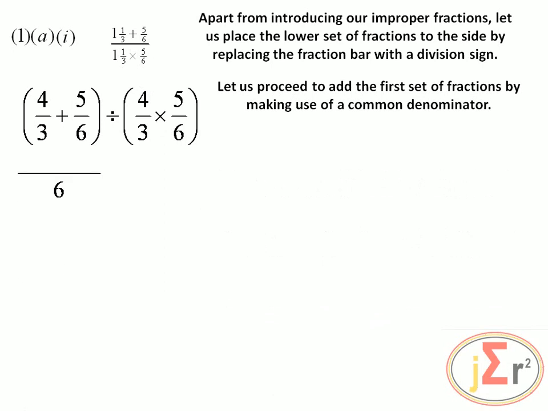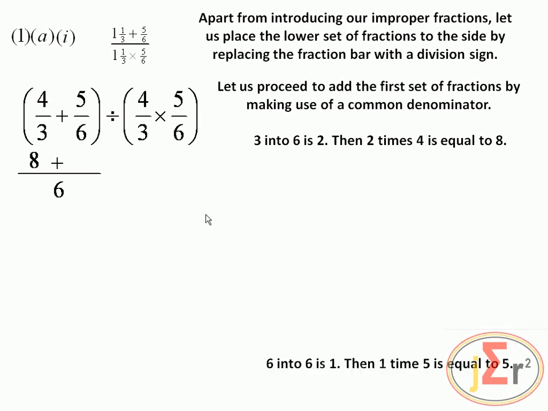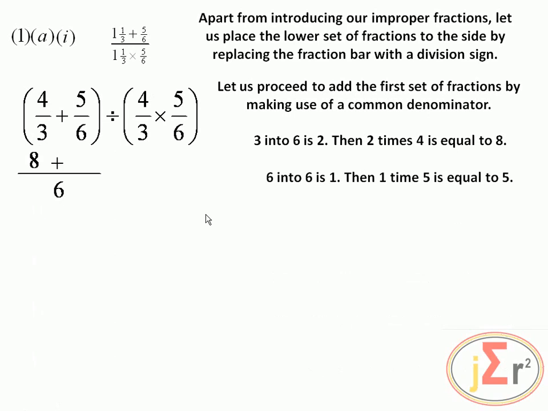The common denominator in this particular case is 6. 3 into 6 is 2, then 2 times 4 is equal to 8. Then 6 into 6 is 1, then 1 multiplied by 5 is equal to 5.